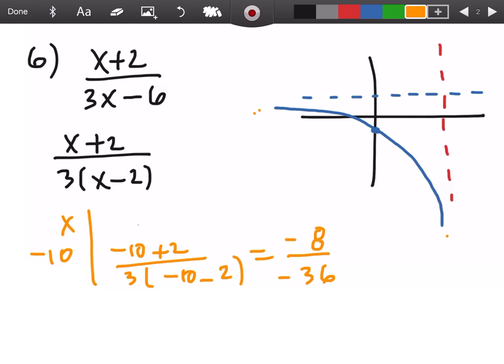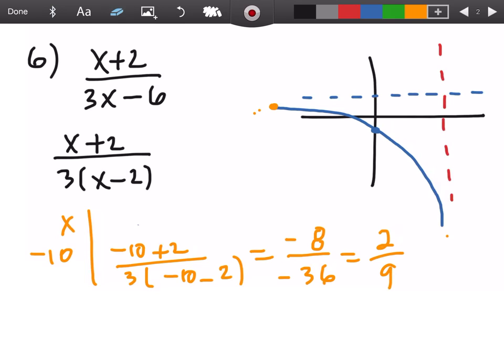3 times negative 12 is going to be negative 36. And then you can reduce that. It's going to be a positive number. That's good. And I can reduce, 4 goes into both. 4 goes into 8 twice, 4 goes into 36 nine times. So 2 ninths. Very close to 1/3. It's almost 1/3. So it's right where we expected it to be, right there. It's on the positive side, but it's not all the way to 1/3, because 3 ninths would be 1/3.